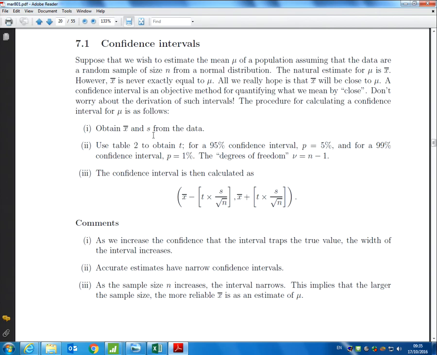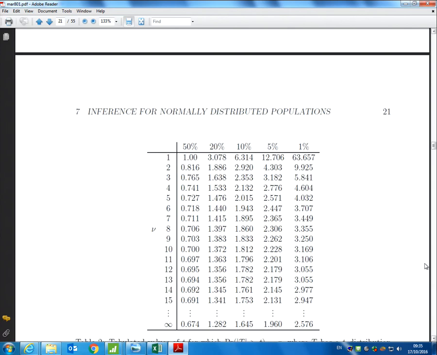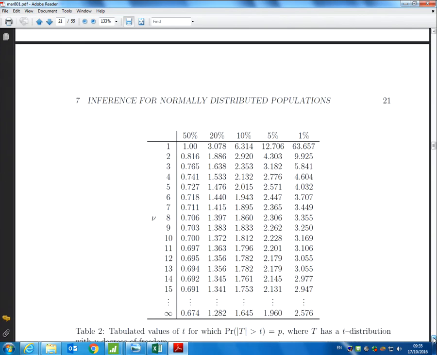So if you're interested in the theory, you'd need to use tables to read off the coefficient. So you think about the error. If you're 95% confident, what's the error? What's the chance you're wrong? 5%. So you would need to look at the table that you've got on page 21.